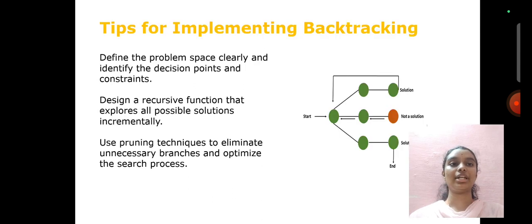The tips for implementing backtracking. First, define the problem space clearly and identify the decision points and the constraints. The next step is to design a recursive function that explores all possible solutions incrementally. The third step is using pruning techniques to eliminate unnecessary branches and optimize the search process.